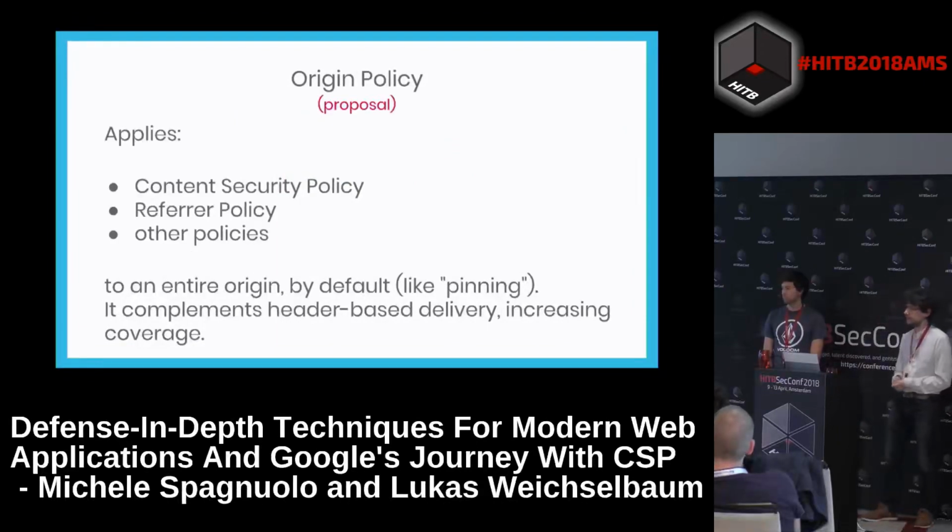Origin policy is another proposal. It basically pins policies such as the content security policy or referrer policy to an entire origin. So this complements header-based delivery and increases coverage by making it the default. So it's a little bit like HSTS, like mandating HTTPS on a whole origin. It actually says that the first time you query and get a page from that origin, it says there is a manifest and it says, please apply these headers, these policies, automatically for the whole origin.